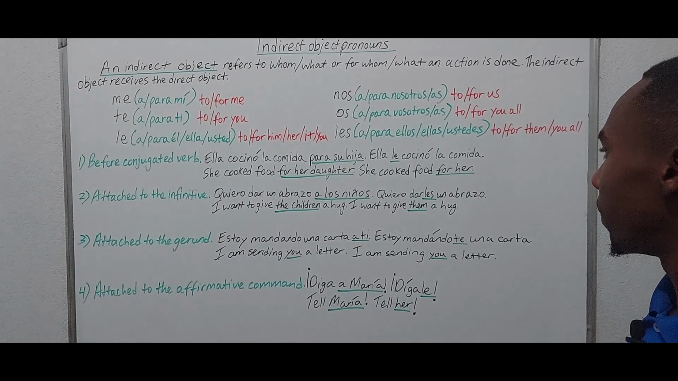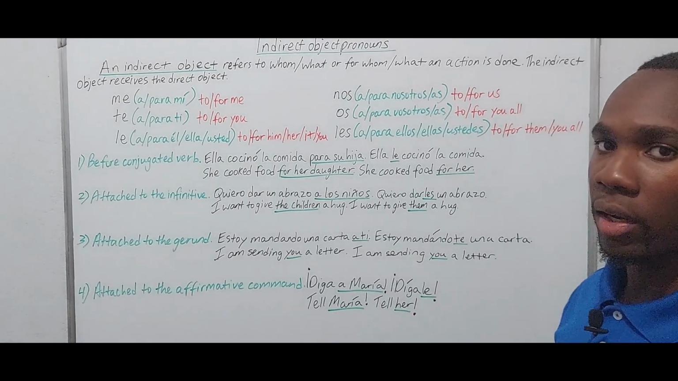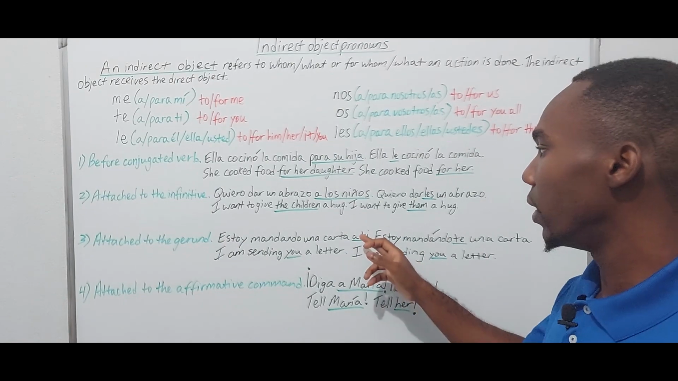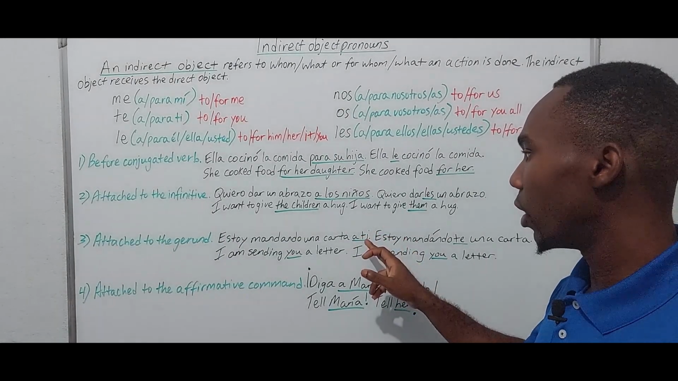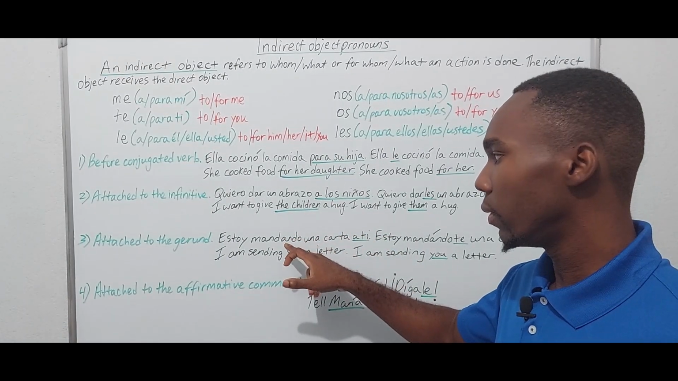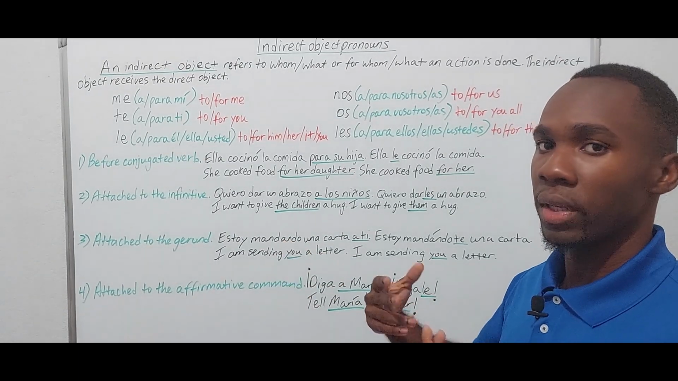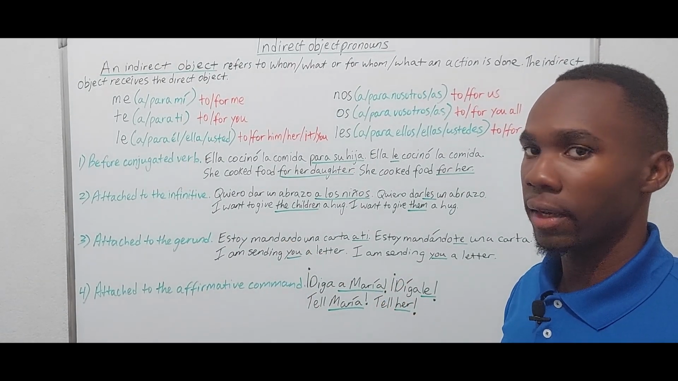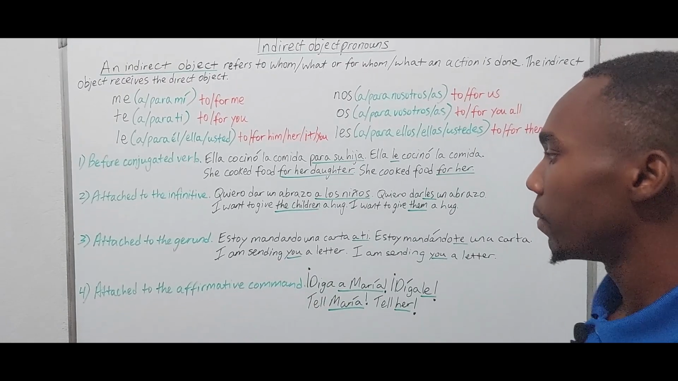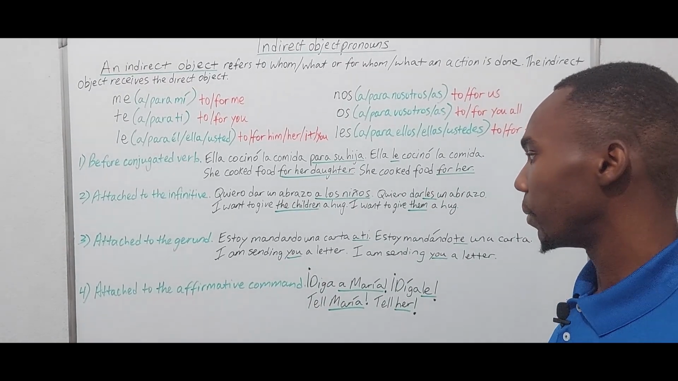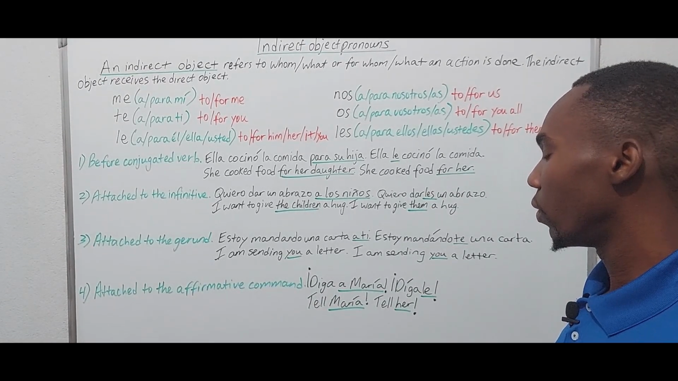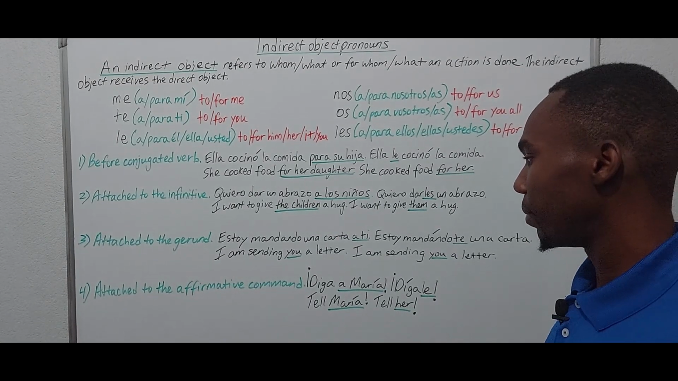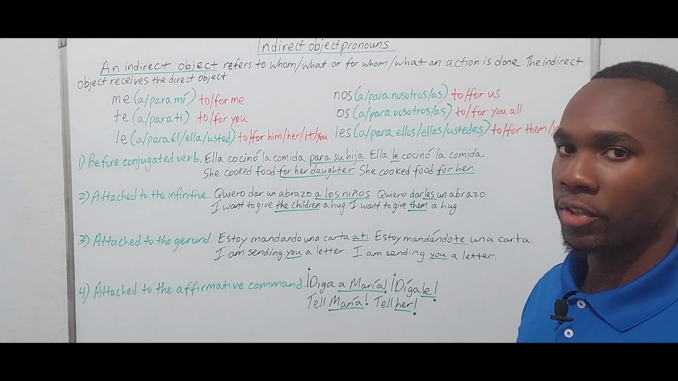So yeah. Just remember, like the direct object pronouns, if you attach the indirect object to the gerund, you have to put an accent on the third vowel from the end. Okay? And 4, attached to the affirmative command. So, diga a Maria. Tell Maria.